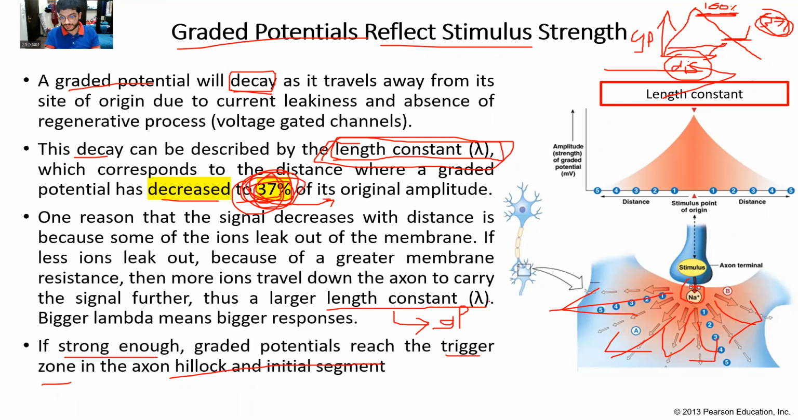So the length constant, basically what this means is that if this thing is down, it means that the strength of your graded potential is less. That's all it means. It doesn't mean that it won't trigger or does trigger. It doesn't mean that. Is that clear?